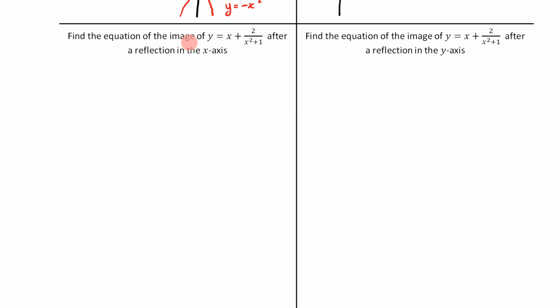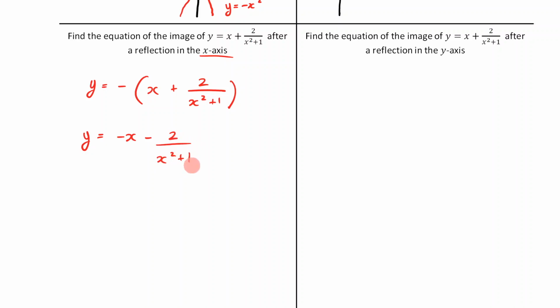Last two here. Find the equation of the image of this after the reflection in the x-axis. So this is one of those instances where I'm not quite sure what this looks like, but I'm just going to trust the process. If I'm reflecting this in the x-axis, I know that I'm just going to put a negative in front of the entire thing. If I wanted to expand that out, it's going to be negative x minus 2 over x squared plus 1. So trust the process. You know what to do here. All right, let's keep on going.